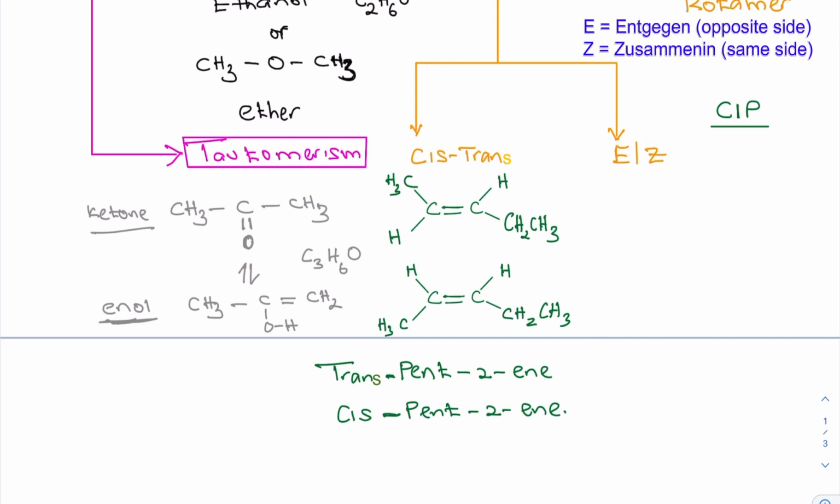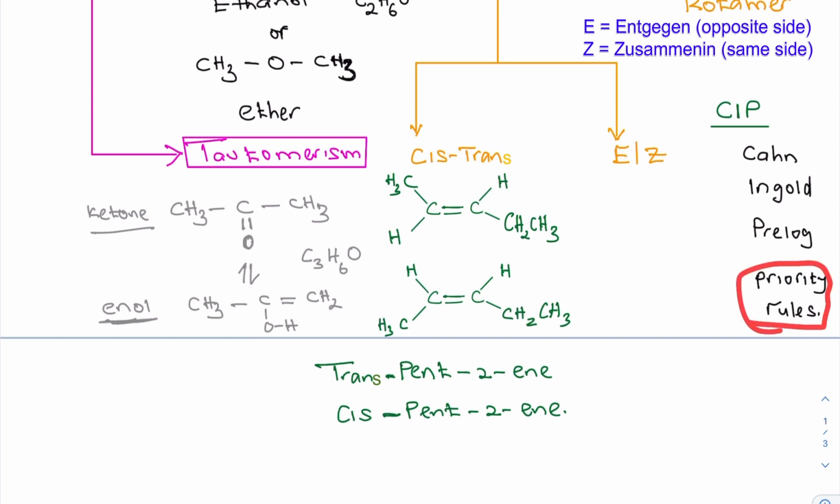With EZ, which was introduced to us by these three scientists, and their names are Cahn, C for Cahn, Ingold, I for Ingold, and P for Prelog. They introduced a way of working out the cis and trans when the species are all different. So if the species are different, we use something called the priority rule. And that priority rule is referring to the carbon with the biggest atomic number having a higher priority.